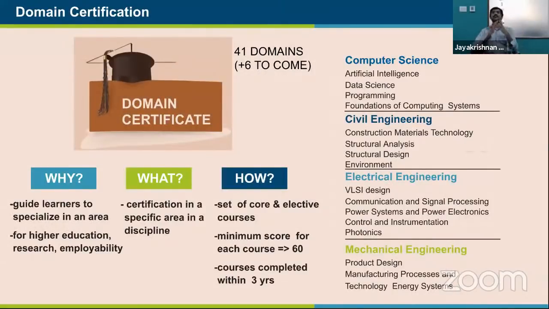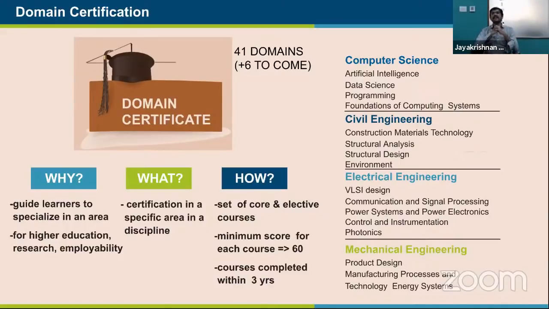But what we would recommend, if you are doing more than one course, we will highly recommend that you do not stop at just one certificate from NPTEL. Take more than one certificate. That's when it gives you value along with your degree.